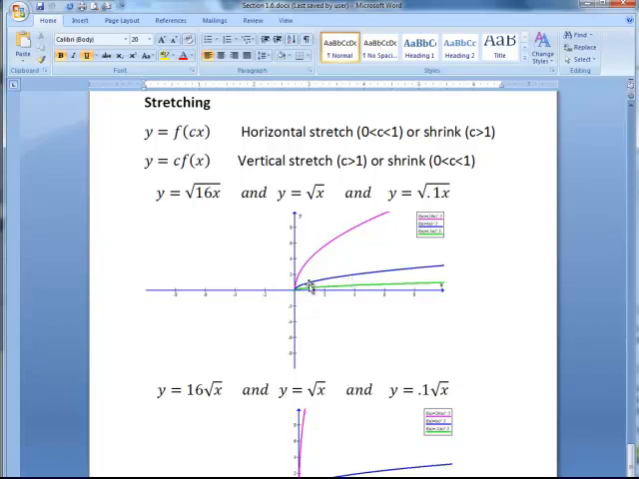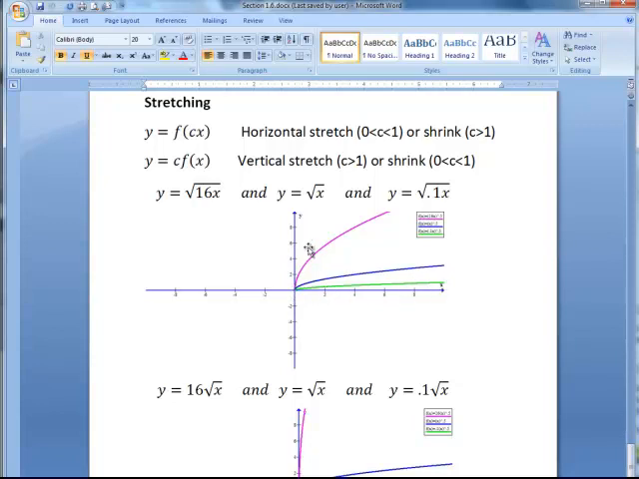Now, think of y equals the square root of 0.1x. This is my green line here on this graph. All right? Well, basically what I'm doing is I'm taking this graph, and instead of pushing it to the left, think of a rubber band, I'm taking it and stretching it to the right. So it's a lot less steep. It's being stretched out that way.